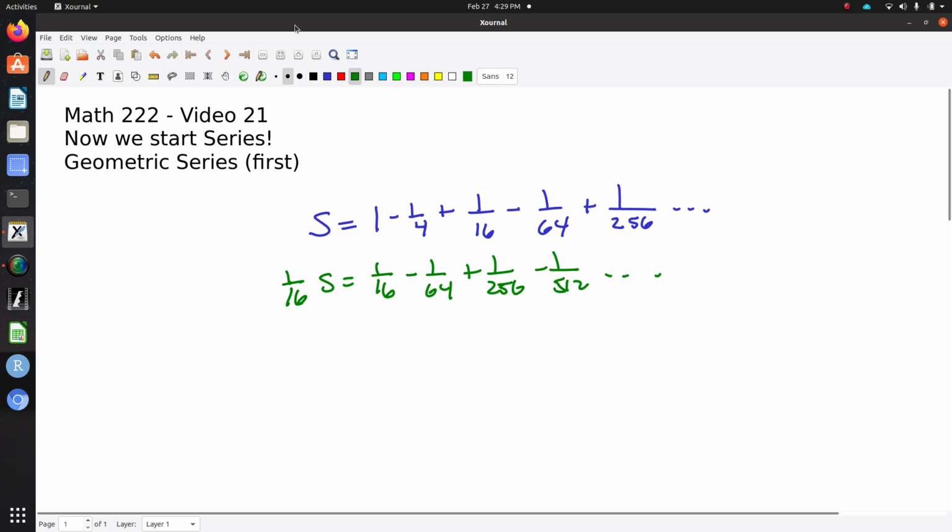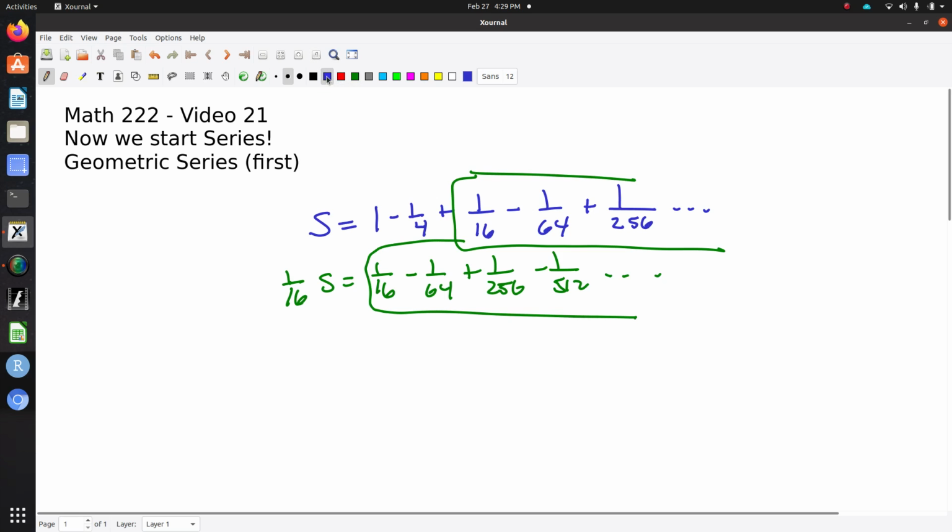Okay? And now you can see that since we're dealing with infinity, all this stuff is going to be equal to all that stuff. And now I'm going to just say s minus 1/16 of s is equal to 1 minus 1/4. So 15 over 16 of s is 3 over 4, and then you can solve from there, no problem. And I'm just doing this with numbers, but you can do this just as easily with letters. It's totally fine.